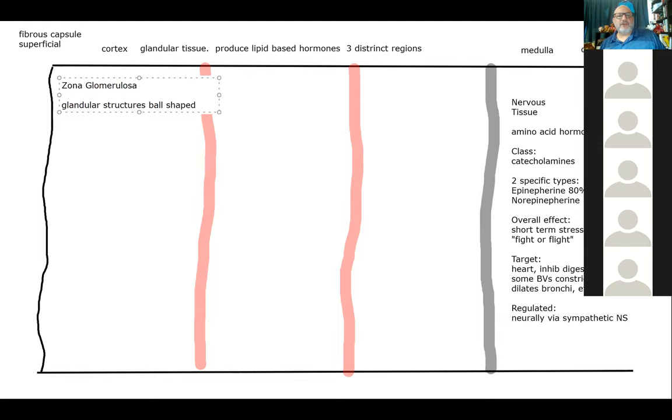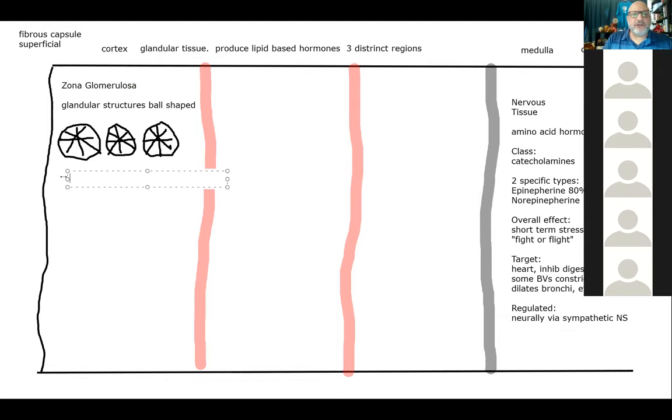So if we were to draw this, right, there's all these kind of ball-shaped glandular structures, almost kind of look like a sinai, where we have these ball-shaped glandular structures, which apparently I'm drawing like pizzas, but you get the idea. All right, excellent. In our zona glomerulosa, we produce a class of hormones. What is the class of hormones that is produced in our zona glomerulosa? Mineralocorticoids. Yep.